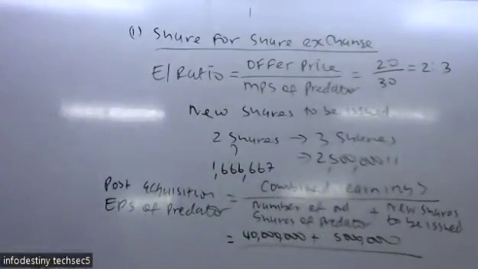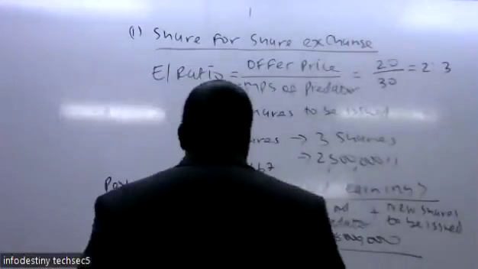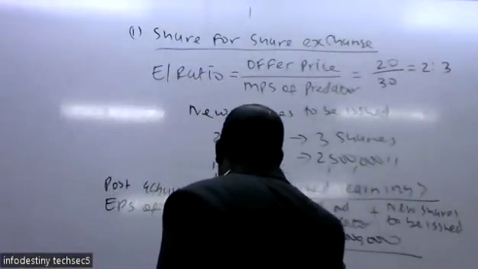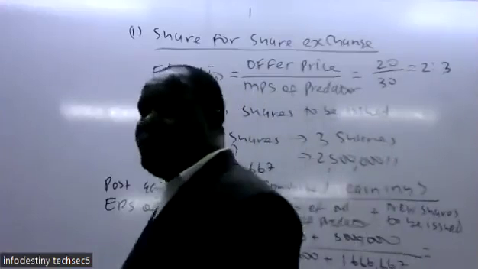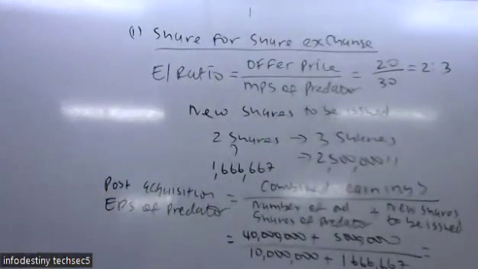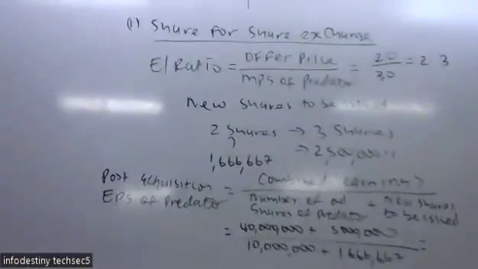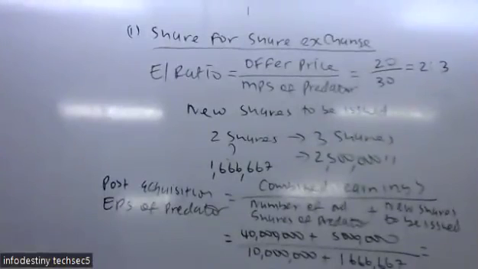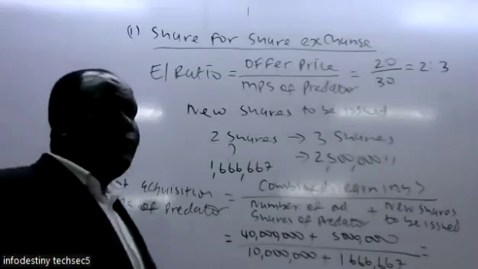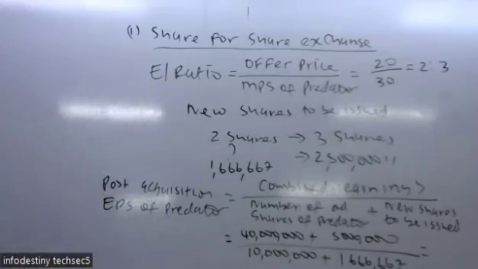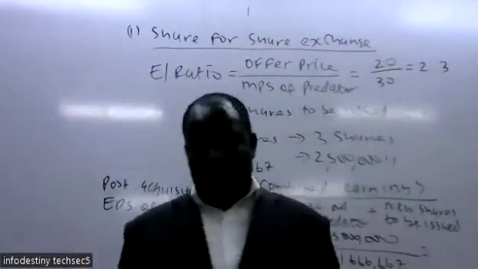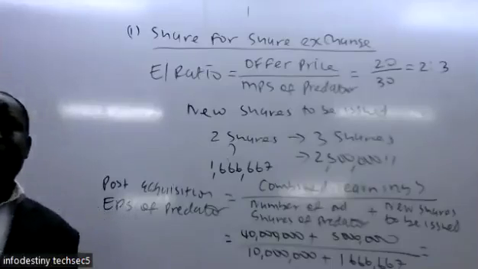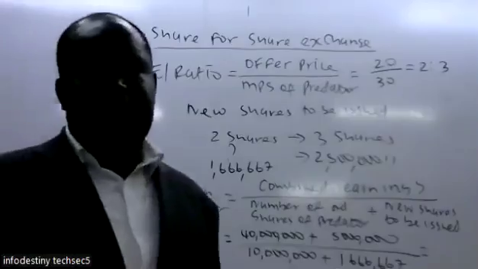The number of shares for Uber: there are 10 million ordinary shares. Then remember to add 1,666,000. Sorry, 3.86. So that should be the Roman letter one.